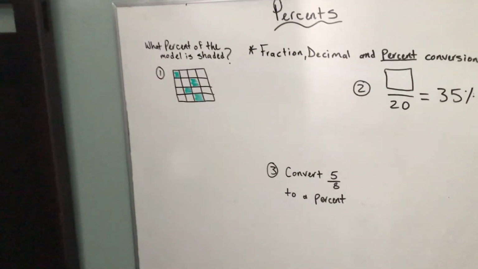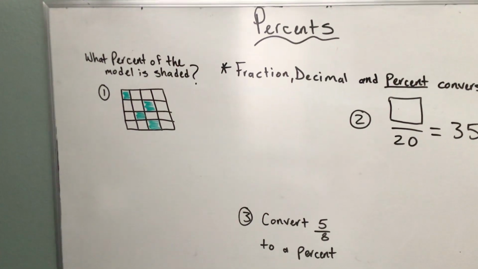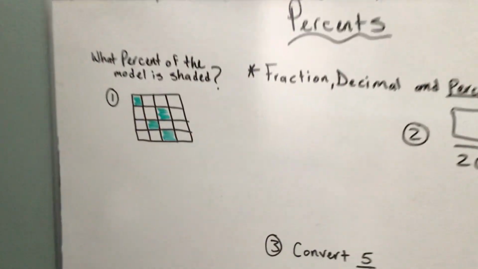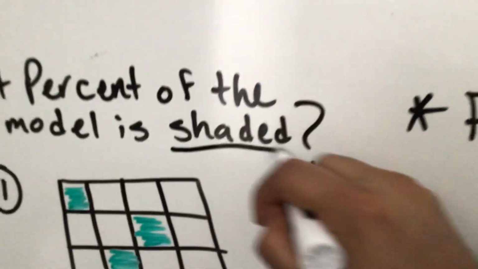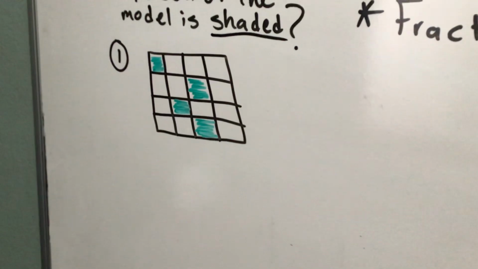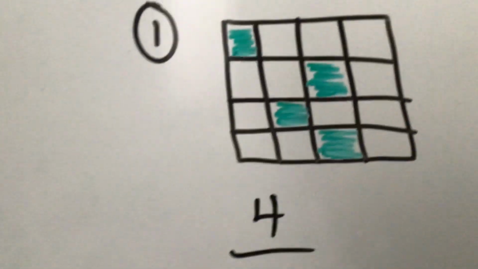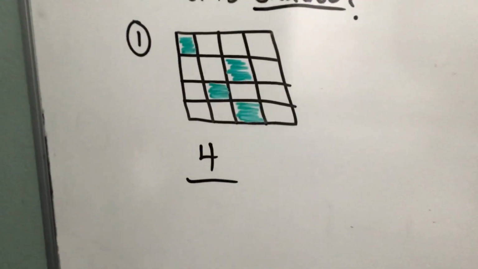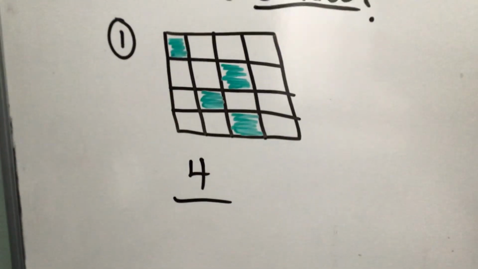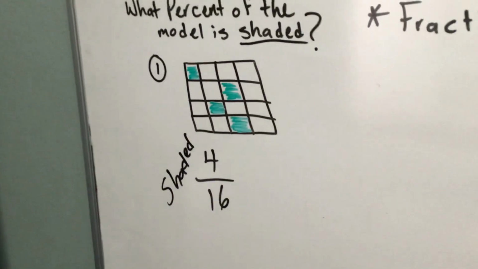They're giving you a pictorial model and they're asking you what percent of the model is shaded. So the first thing you have to do is, since they're concentrating on the part that is shaded, all you do is count the squares that are shaded, and you see that 1, 2, 3, 4 are shaded. 4 out of how many total squares? Well, if you count all the squares, that is 4, 8, 12, 16. So 4 out of the 16 squares are shaded.